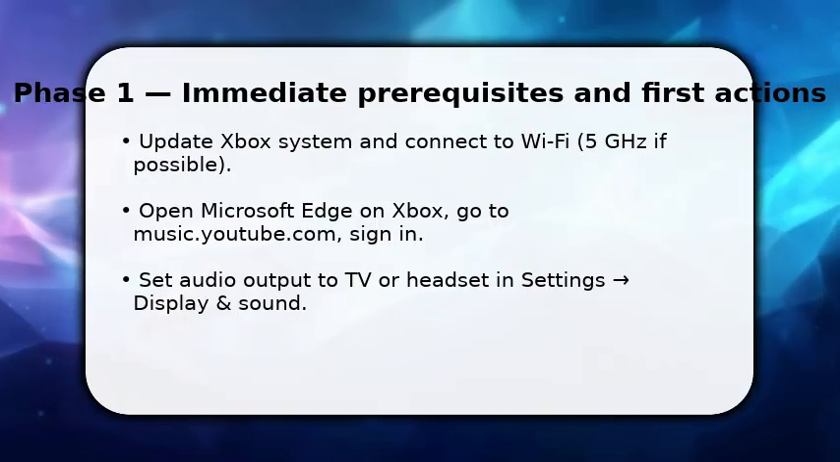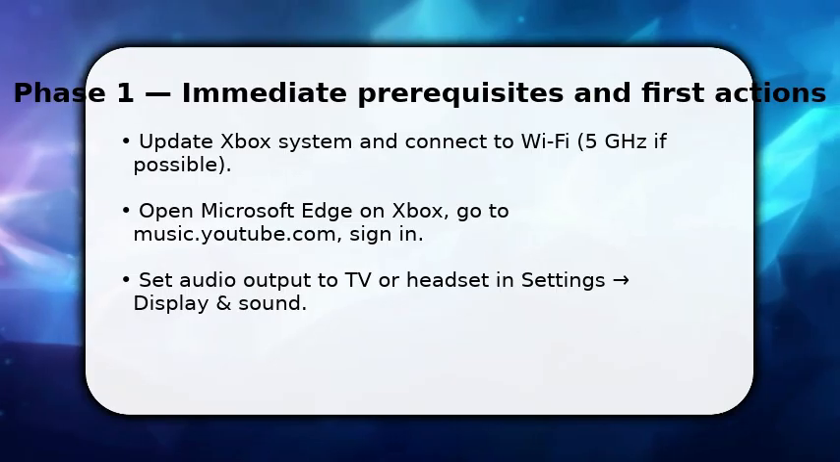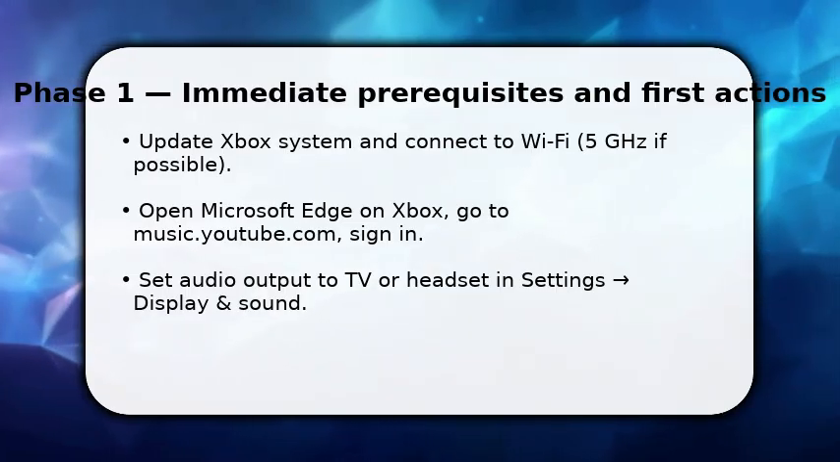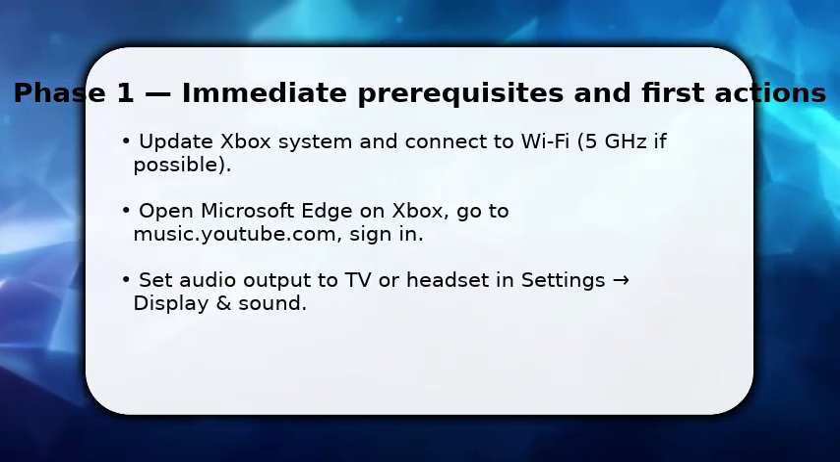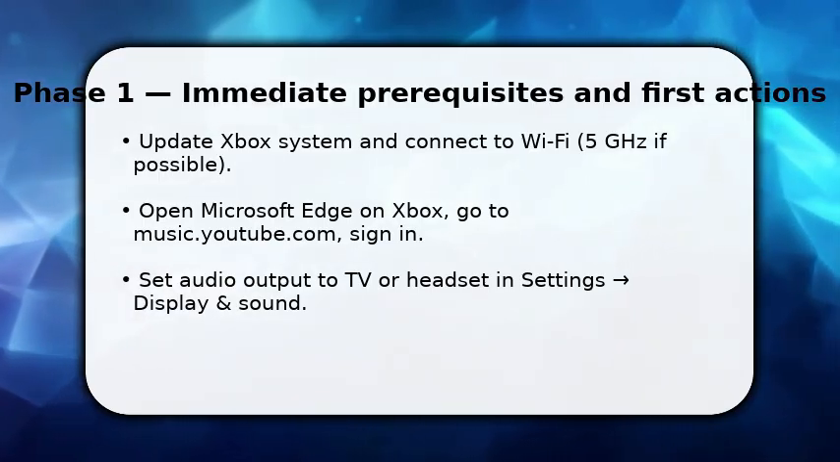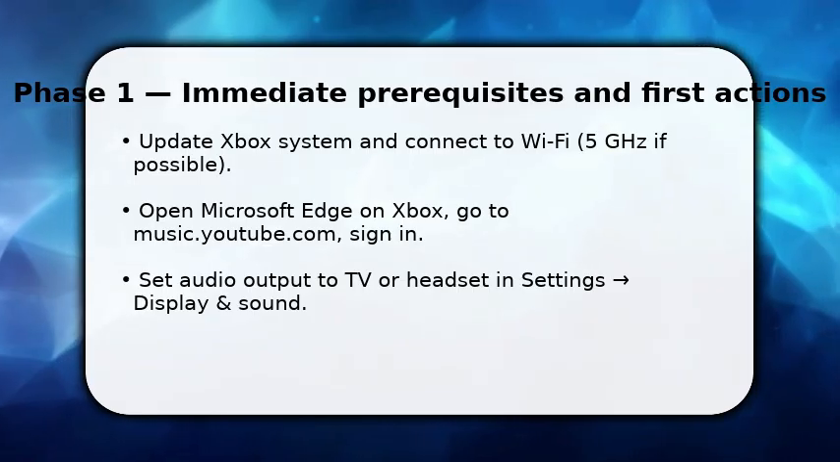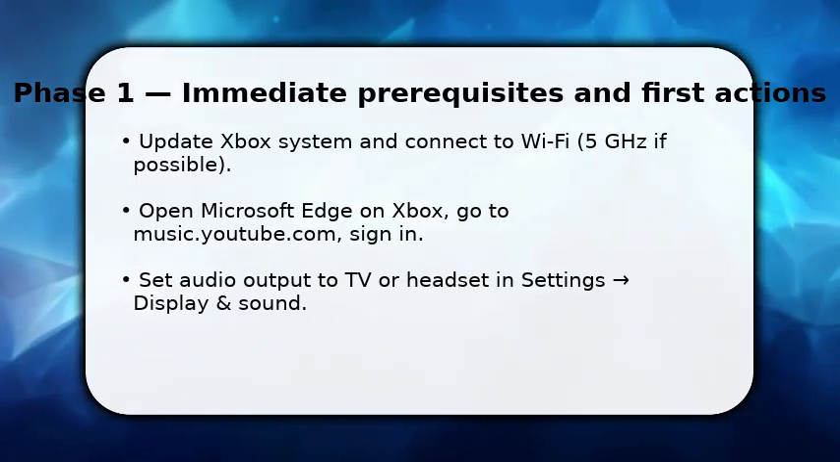You start by making sure your Xbox is up to date and on the same network as your phone or router so streaming stays stable. Next, launch Microsoft Edge and navigate to music.youtube. Sign into your Google account when prompted so your library and playlists appear.